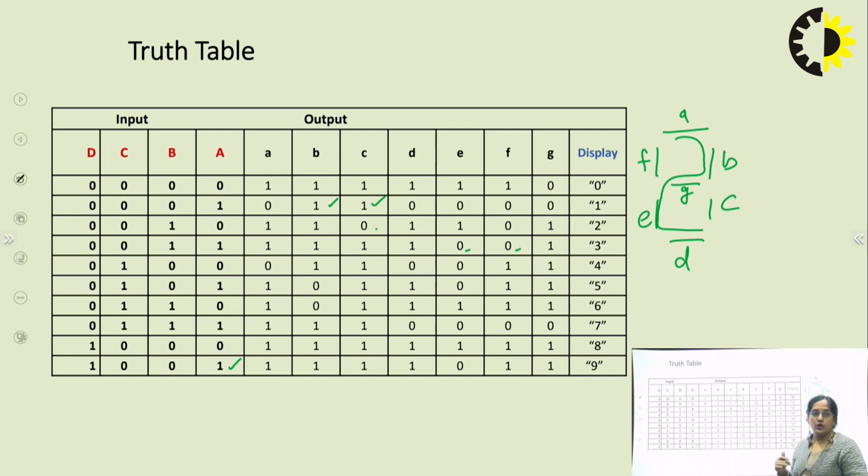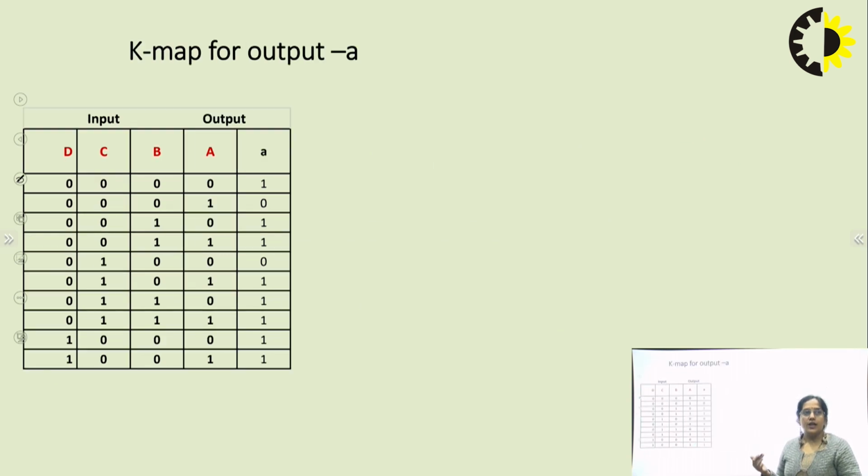But when we have to simplify and find an expression for A as an output, we have to consider all 16 combinations. So when we have to solve a K-map for A, B and up to G, we have to consider the remaining cases also. For the remaining cases, that is from 10 to 15, we consider them as don't care conditions. So here we solve a K-map for A.